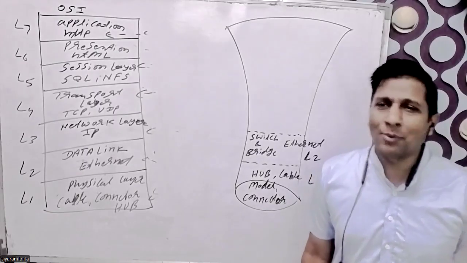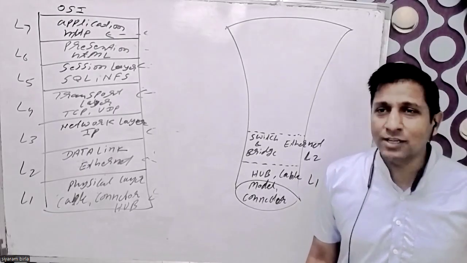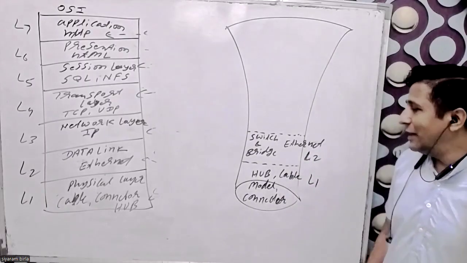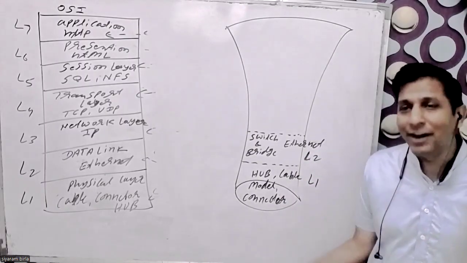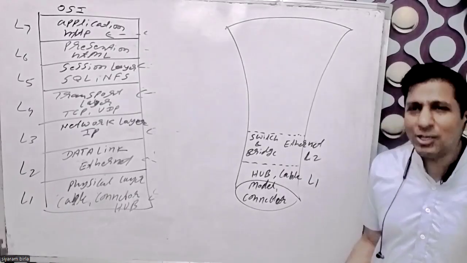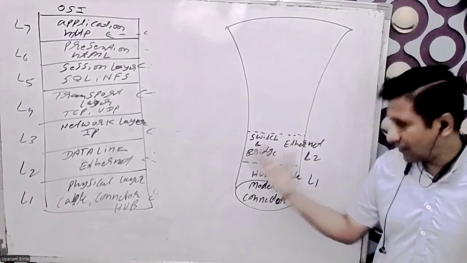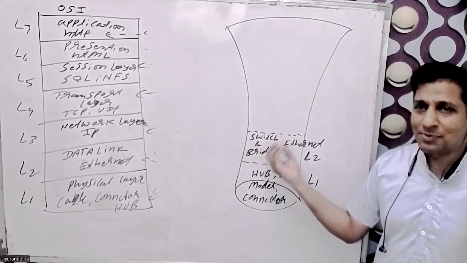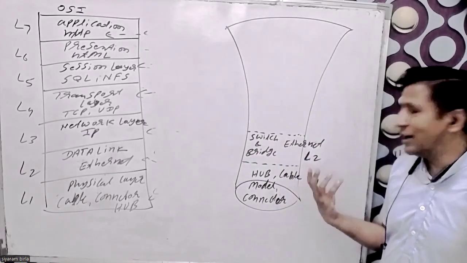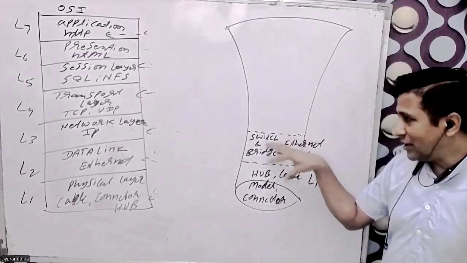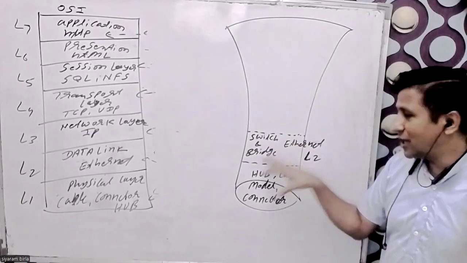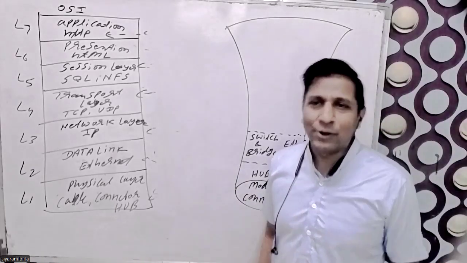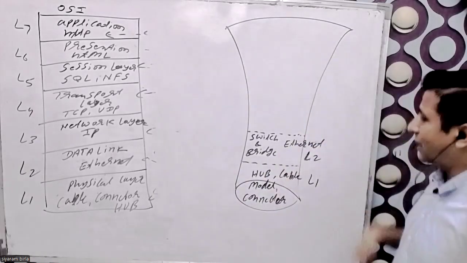I'll explain Ethernet in the switching part. It is a very important protocol. Ethernet works at layer 2. The switch and bridge are physical devices, and Ethernet is the protocol. So the switch and bridge work at layer 2, and inside them the Ethernet protocol runs, which also works at layer 2. Everything is working at layer 2.